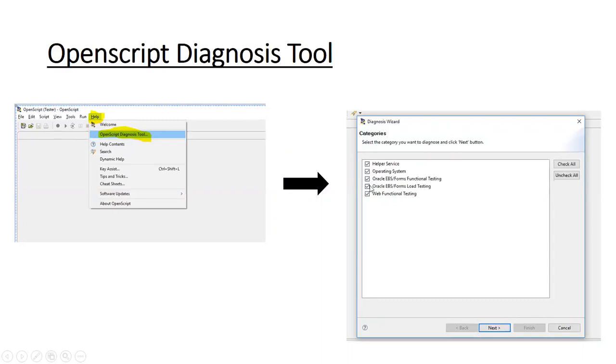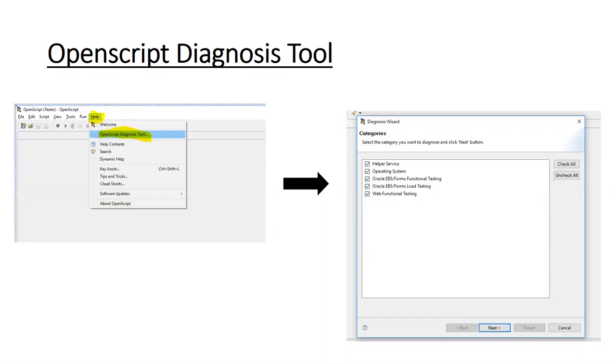Let all the checkboxes be checked, click on next and run this. The first thumb rule should be, whenever you are facing any issue with the tool, either during recording or during playback, the first step you should do is run this diagnosis tool. This will try to resolve the problem on its own. And if this tool itself is not able to resolve the problem, then what we should be doing, I am going to explain to you.